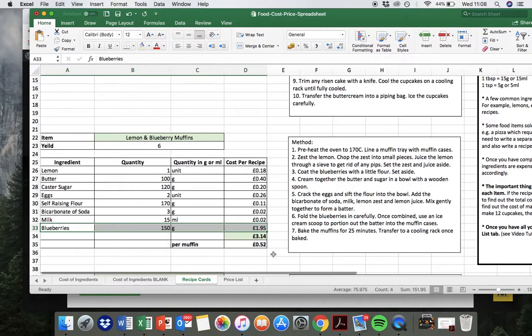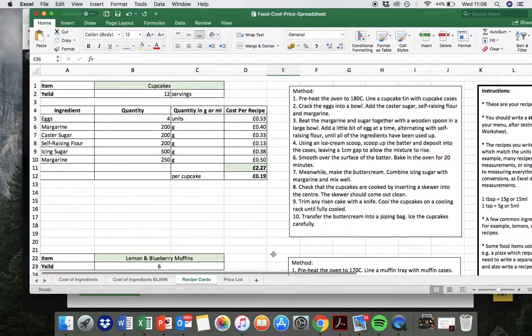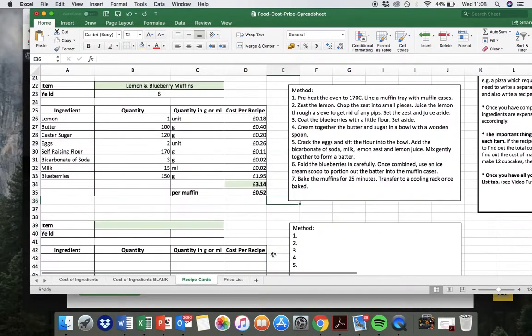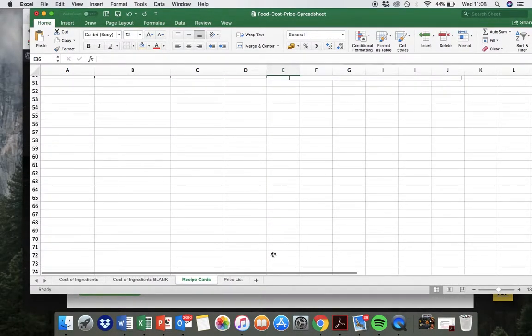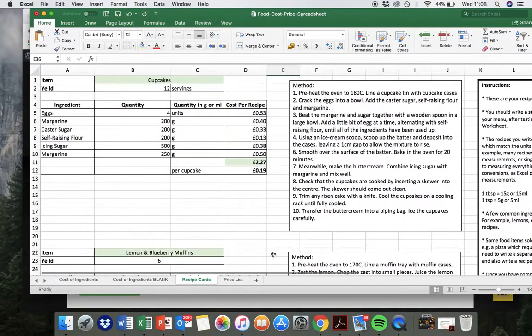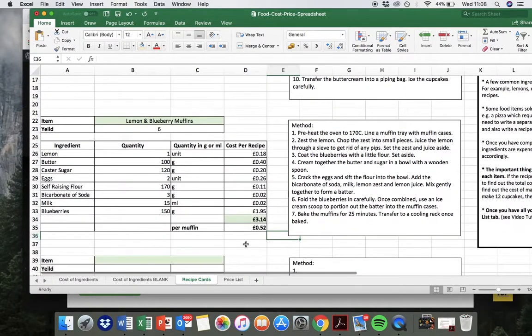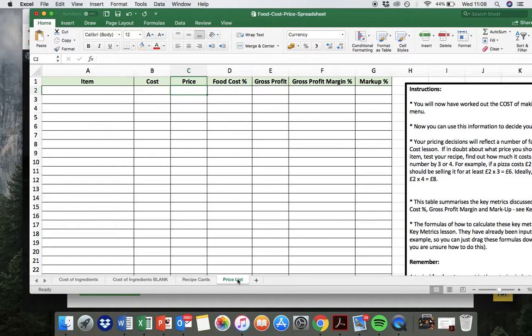But we're just going to leave that there now because I think it demonstrates quite nicely the comparing and contrasting between products. Okay, so you would do this for all the different food products you'd make. So I've only got 3 cards here, but you can obviously copy and paste them down there. All right. Then you're going to click onto the final tab in the spreadsheet, price list. And this is the thing that we need to fill out here with the key metrics. We've got food cost, gross profit margin, and markup.